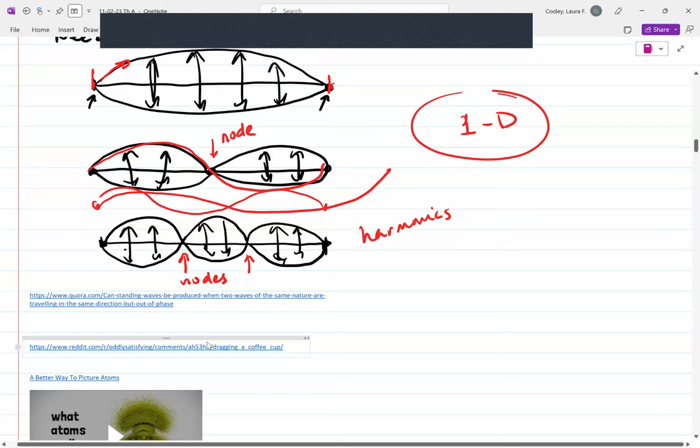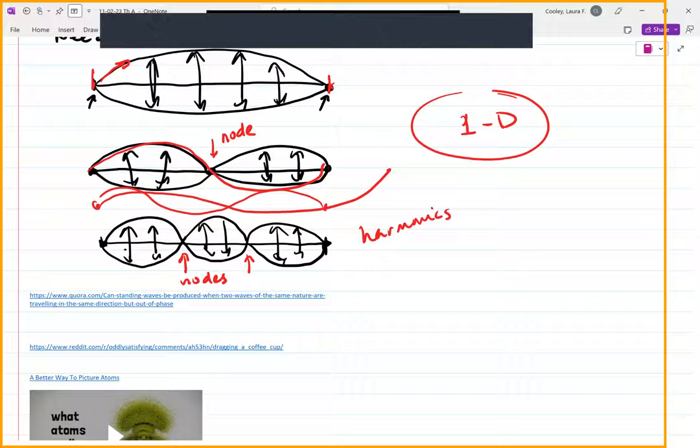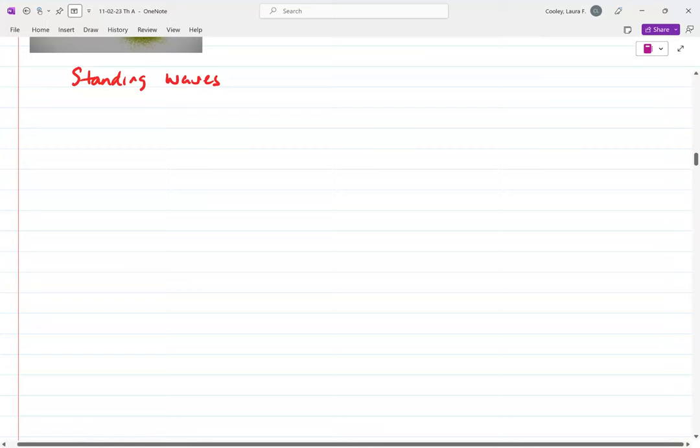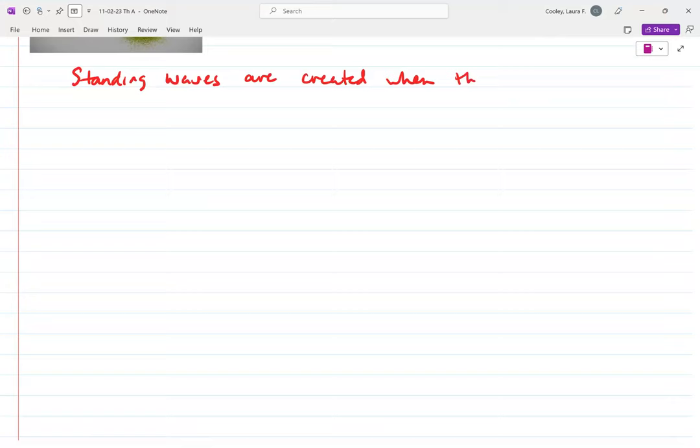So anyway, let's see. So that's the 2D. All right. So in general, standing waves are created when there's some kind of restriction to the wave. Like, for example, the guitar string is fixed on two ends. The coffee cup, the coffee in the cup has a boundary, right?